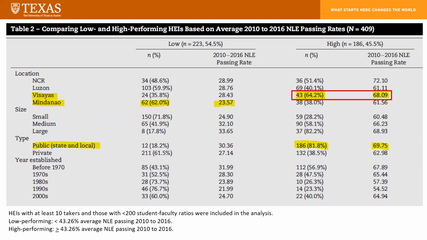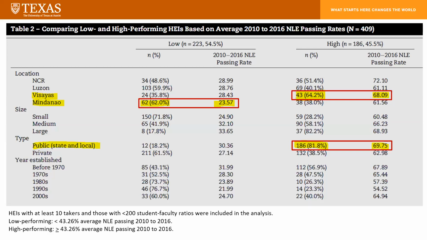What's interesting is that a majority of nursing schools in Visayas would be considered high performing schools. It has a larger proportion than those in Manila. So it's a good job for universities in Visayas to have, despite very few nursing schools, a high proportion of what we call high performing. And there seems to be some issues in Mindanao. Overall, there are more low performing than high performing schools in Mindanao, which is somewhat a point of interest in terms of quality improvements.